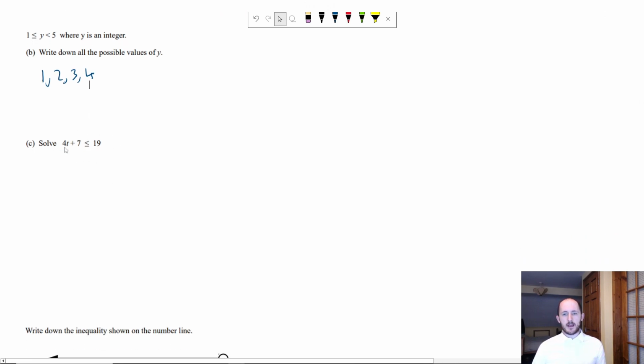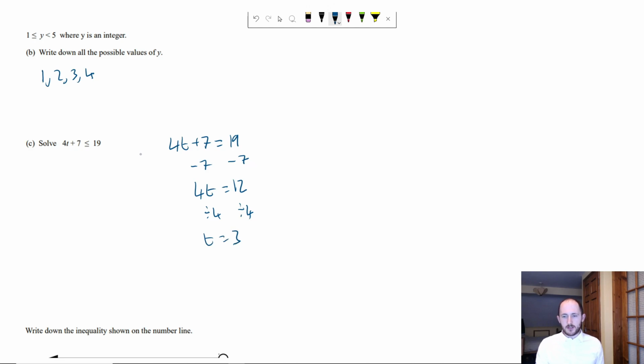Again, this is where a lot of students get a bit confused. You can treat it exactly the same as if you're solving an equation. The only caveat is that if you divide or multiply by a negative number, you have to flip the direction of the inequality. In this case, I can see I'm not going to be dividing by a negative number, so I don't have to worry. So what would I do? Well, I'd subtract 7 from both sides. That gives me 4t = 12. Divide both sides by 4. That gives me t = 3.